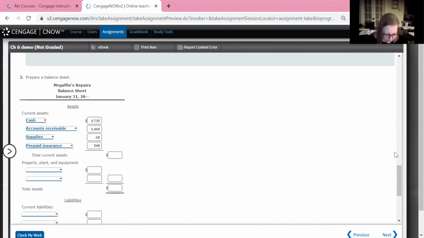Okay, so for the current assets total, I'm going to add these together. 3,735 plus 1,460 plus 540 minus 10, 5,725. Let's see what they do when I ask them if it's right. Let's see if it is right. 4,735.